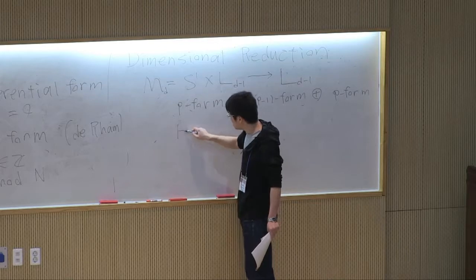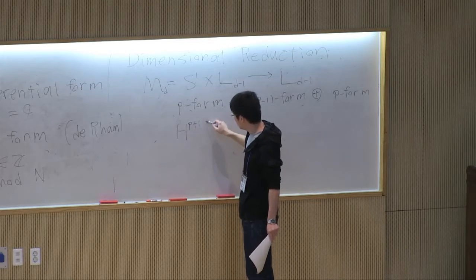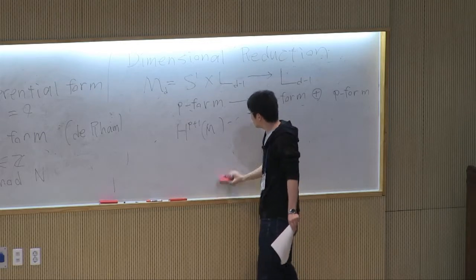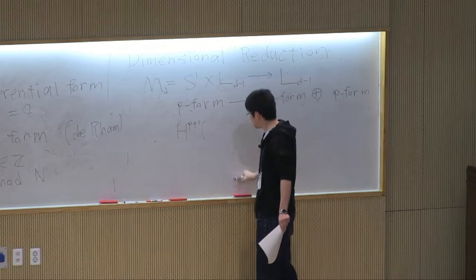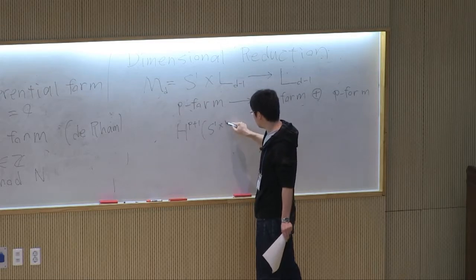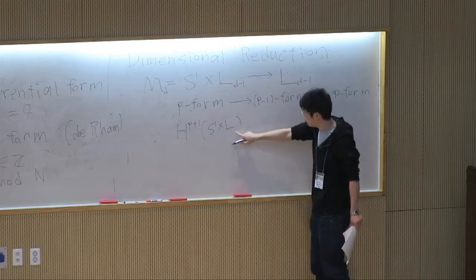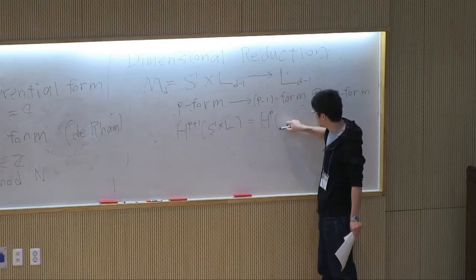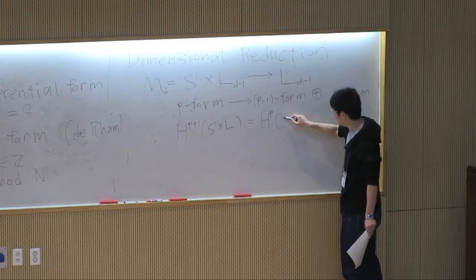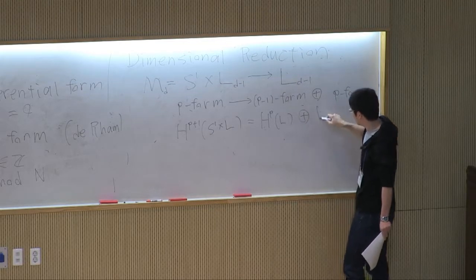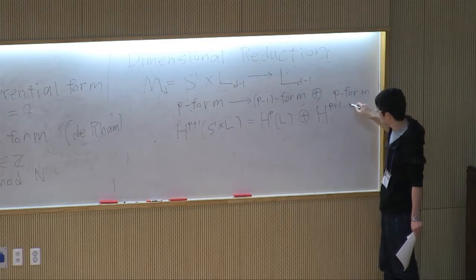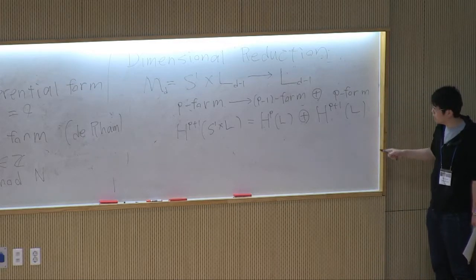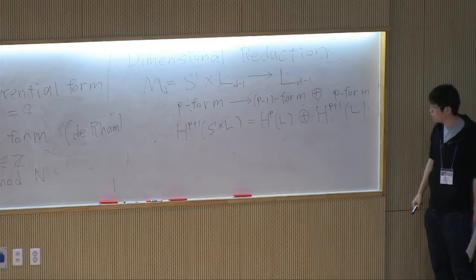So by using differential forms, you can check that the cohomology group on S1 times manifold A is just given by the cohomology group with 1 degree less plus the cohomology group of degree P. So this can be easily checked at the level of differential forms.